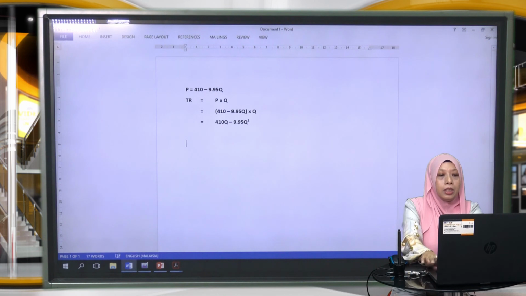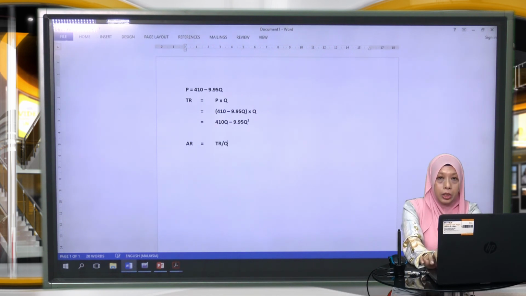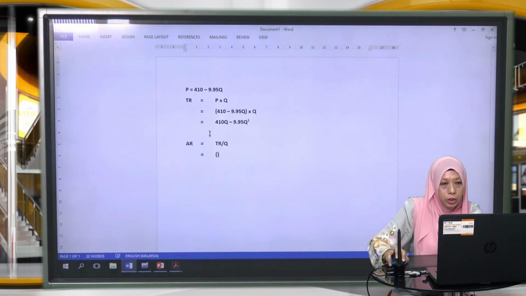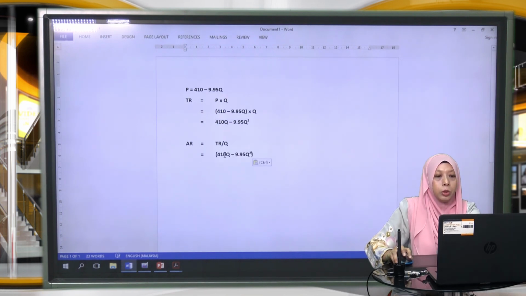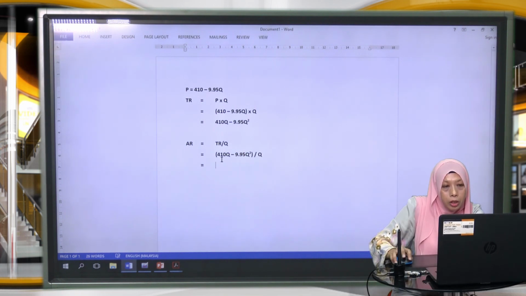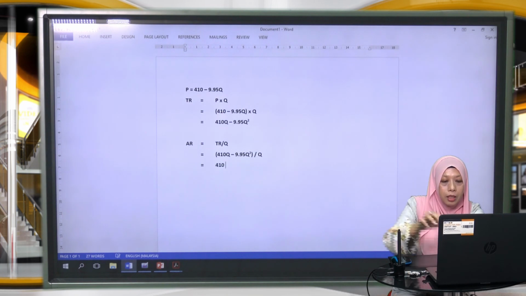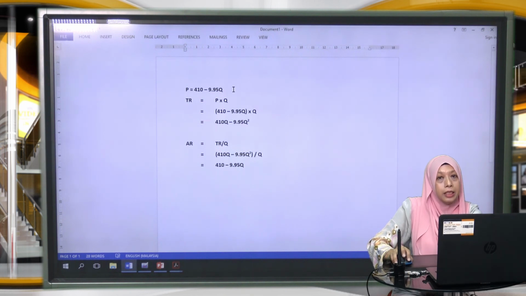Very simple. Next we move on to average revenue. The formula for average revenue is total revenue divided by Q. You have already derived the total revenue function, so simply substitute that in. Your total revenue function is 410Q minus 9.95Q squared, and you divide everything by Q, meaning each component of total revenue is divided by Q. So 410Q divided by Q gives you 410, minus 9.95Q squared divided by Q gives you 9.95Q. If you look at this function, it is exactly the same as your P function, because we have already proven that average revenue and price are the same thing.